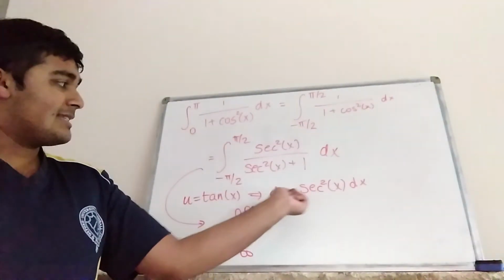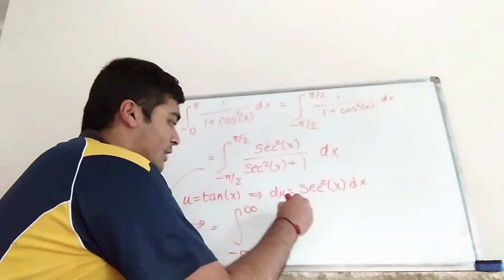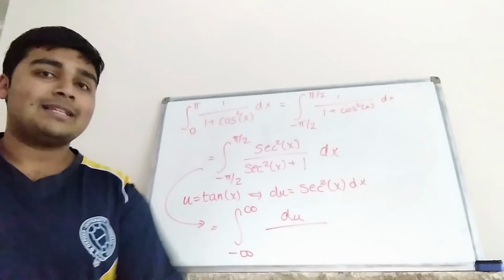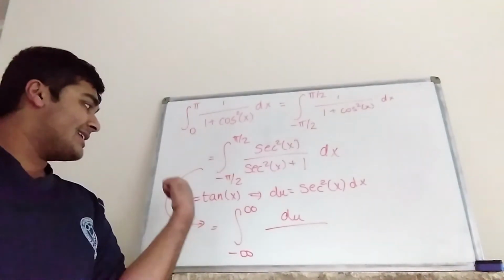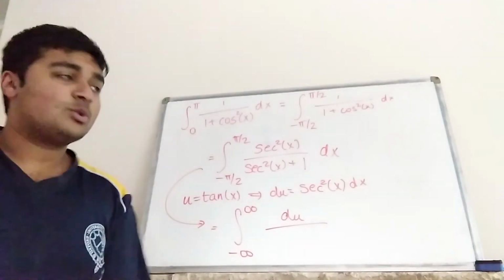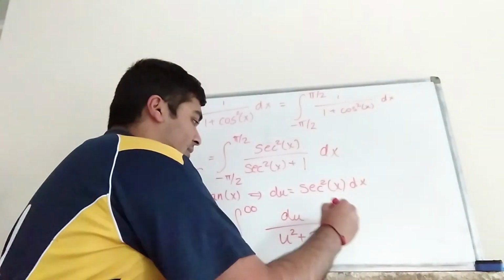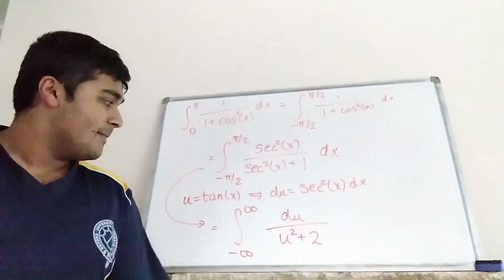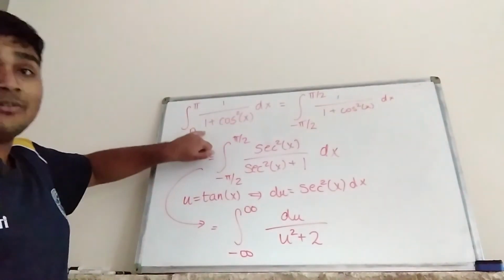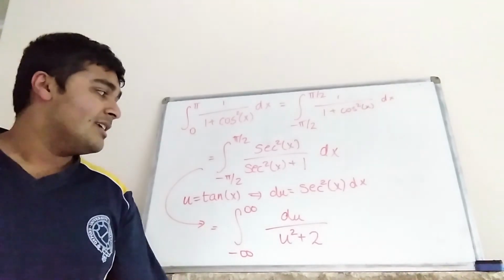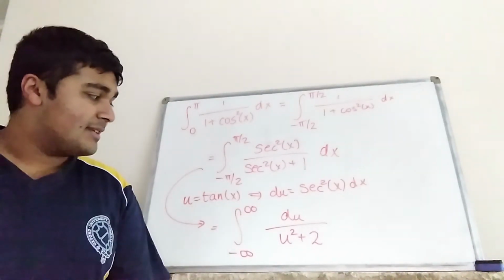Now sec squared x dx, as I said, was just du. And on the bottom we have sec squared x plus 1. Now sec squared x is 1 plus tan squared x. So sec squared x is just 1 plus u squared, and then we've also got another plus 1 there. So the denominator is just u squared plus 2, and then du, of course. So now we've shown that the integral we're trying to evaluate equals the integral from negative infinity to infinity of du over u squared plus 2.